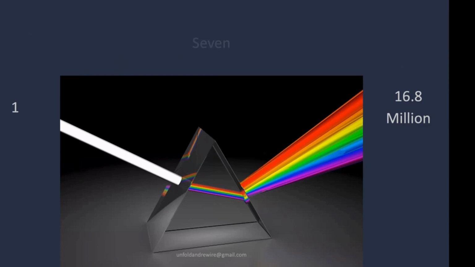When we say 16.8 million, we're actually talking about 16.8 million colors which the human eye can distinguish. There's obviously way more bandwidth for certain other animals, right? But everybody's kind of getting the grip of what I'm trying to say here.